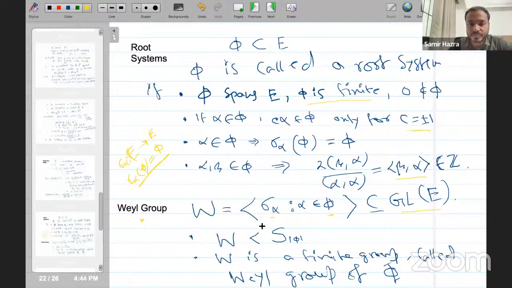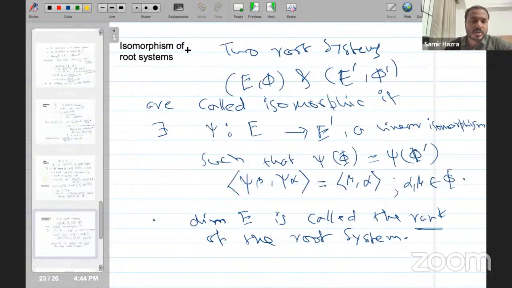Okay, so the group generated by this cannot go outside this symmetric group on the roots inside phi. So if the cardinality of phi is mod phi, then W must be inside this symmetric group, and it has to be a subgroup. So in particular, W becomes a finite group, and this is called the Weyl group of phi. We'll not see a use of the Weyl group now, anyway, but this is extremely important.